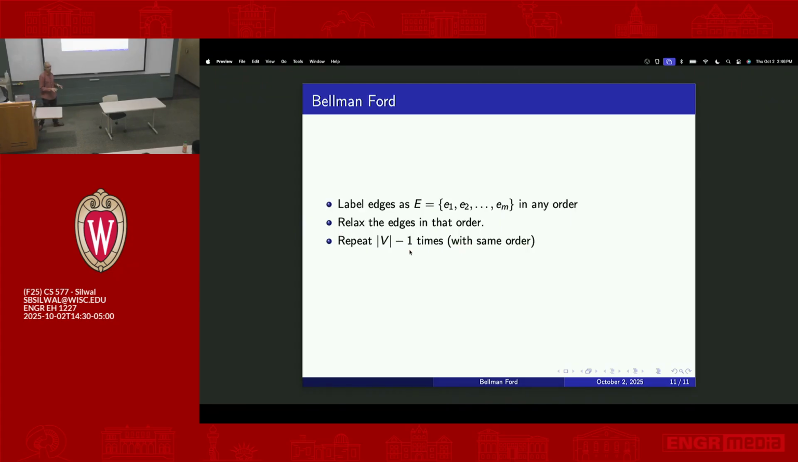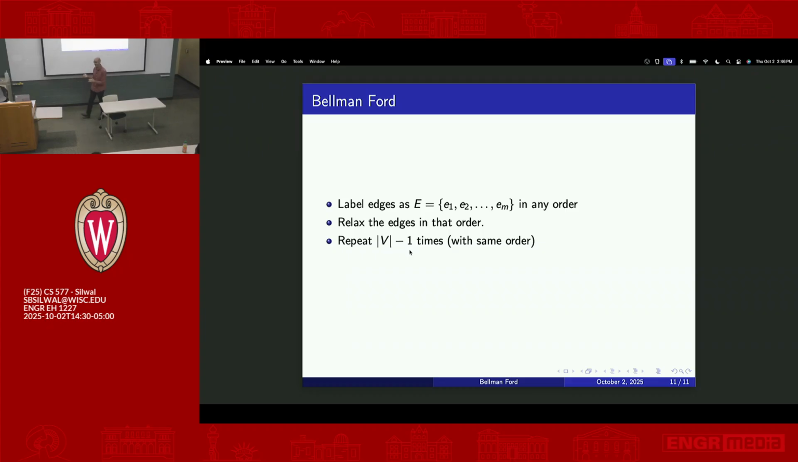Okay, so the entire Bellman-Ford algorithm is the following. I'm going to look at all the edges and label them 1 through m, in some order. It doesn't matter, but I'm going to fix an order of the edges. Then I'm going to relax the edges in that order. What does relax mean? We do that operation: if I can go to that endpoint faster by hopping through the edge, then I update it. And I repeat this entire process n-1 times, but I keep the order the same. So that's the Bellman-Ford algorithm. I do this local improvement for every edge once, and then I repeat the whole thing n-1 times.